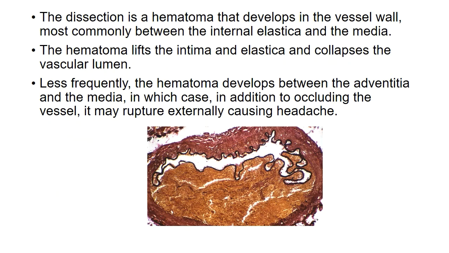Now, what is it? The dissection is a hematoma, and this is the hematoma that typically lifts the intima here. Why? Because it's formed between the internal elastic lamina here that you see, the internal elastica, and the tunica media. Okay, so this is what the hematoma is. This hematoma has lifted the intima, and there is a collapse of the vascular lumen, as you can make out.